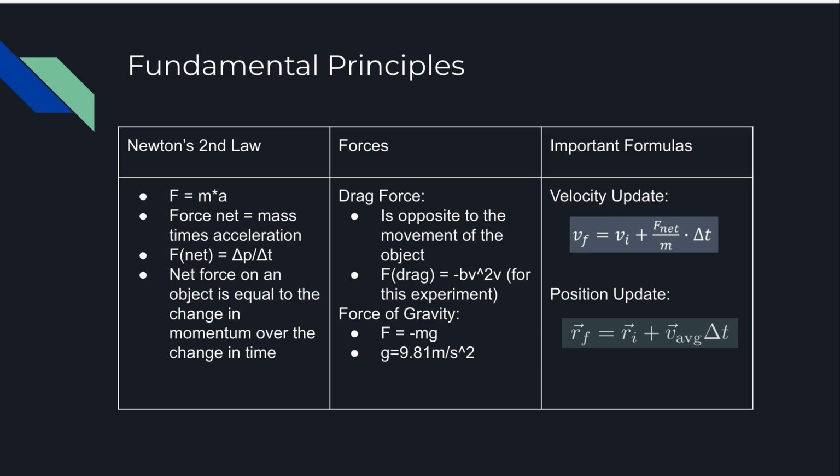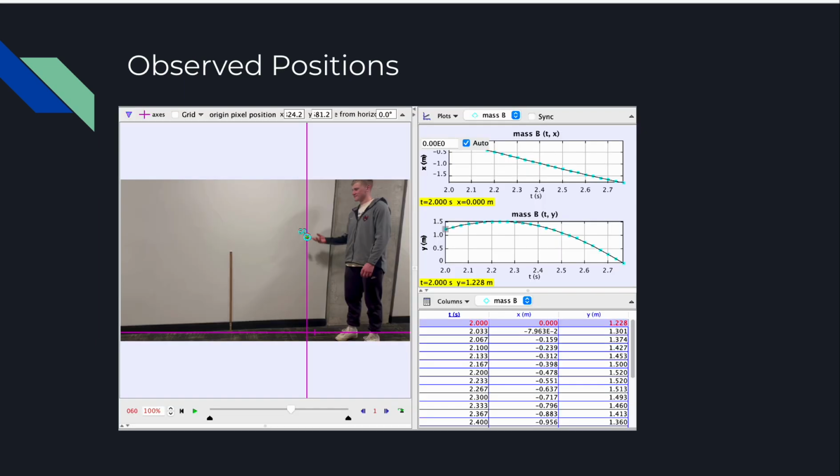So some fundamental principles. First of all, Newton's second law, or the momentum principle. Net force on an object is equal to the change in momentum over change in time, or mass times acceleration. And then forces, we have the drag force, which is opposite to the movement of the object, and this is the formula that we got from the pre-lab. And then force of gravity is negative mass times gravity, where gravity is 9.81 meters per second squared. And then, of course, the velocity update and position update formulas, which are derived from the general kinematic equation.